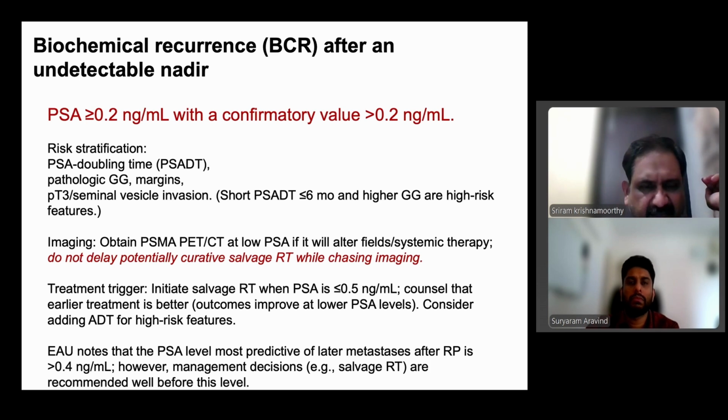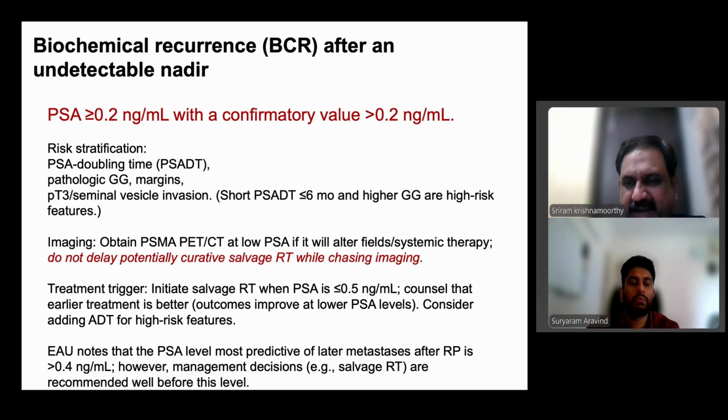Okay, keep it here. If supposing the PSA level has become undetectable, and then when you are following the patient at 3 months, 6 months, 9 months, 1 year, whatever time, and then suddenly the PSA level is more than 0.2. The definition of biochemical recurrence after radical prostatectomy, by definition, is a PSA level of more than 0.2. That is a definite value to call.